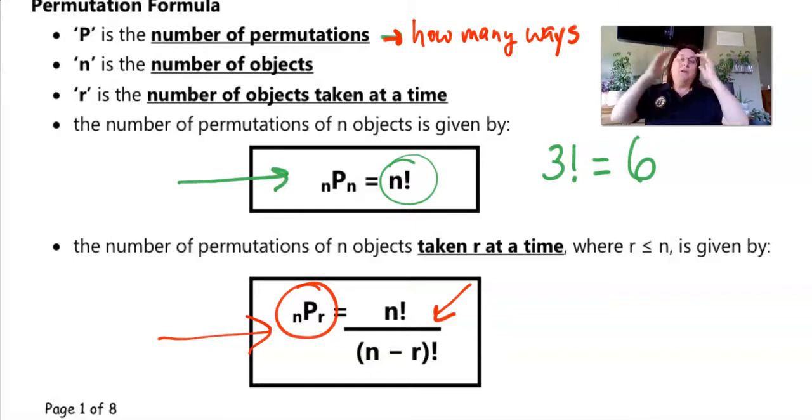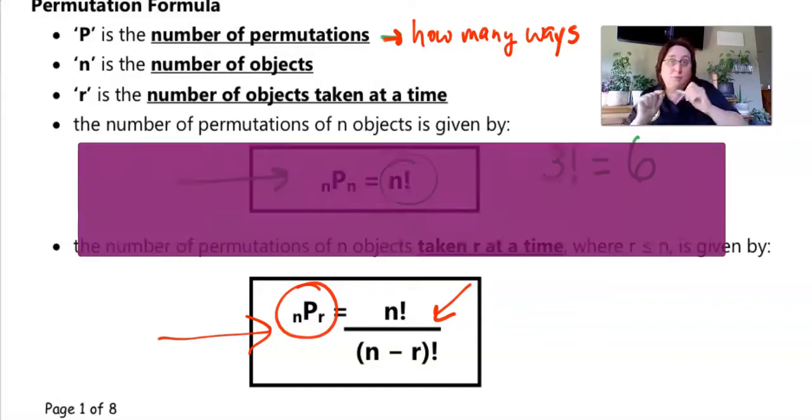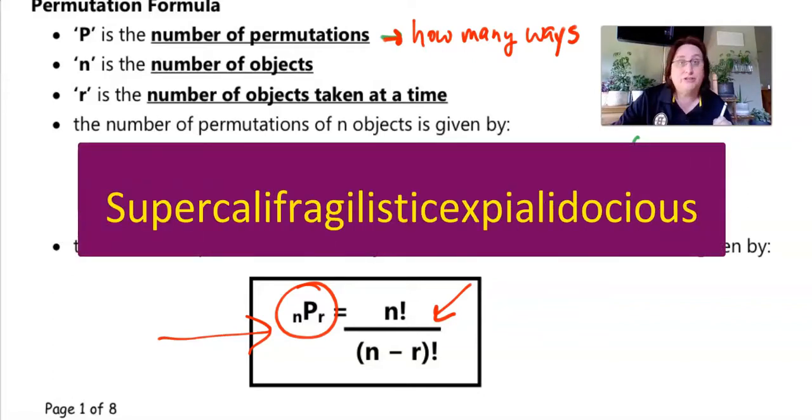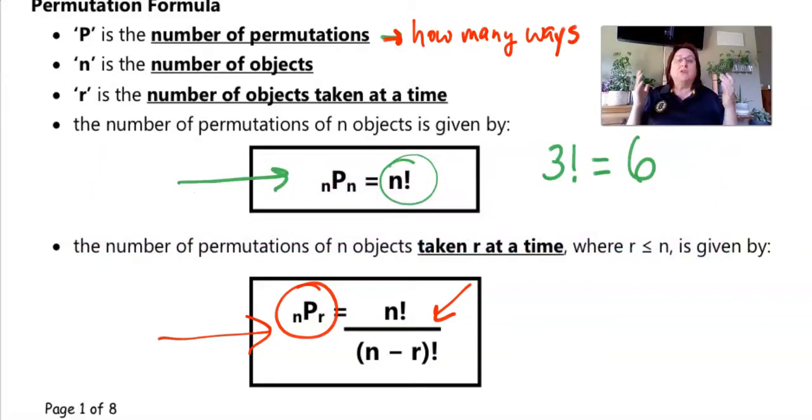So, number of permutations. Can you guys imagine if I ask you how many different ways can you arrange the letters in supercalifragilisticexpialidocious? That's a lot of letters, right? So we would figure out how many letters. N is the number of letters. How many do we take? Well, we could take all of them at a time, or I could say taking 5 at a time.